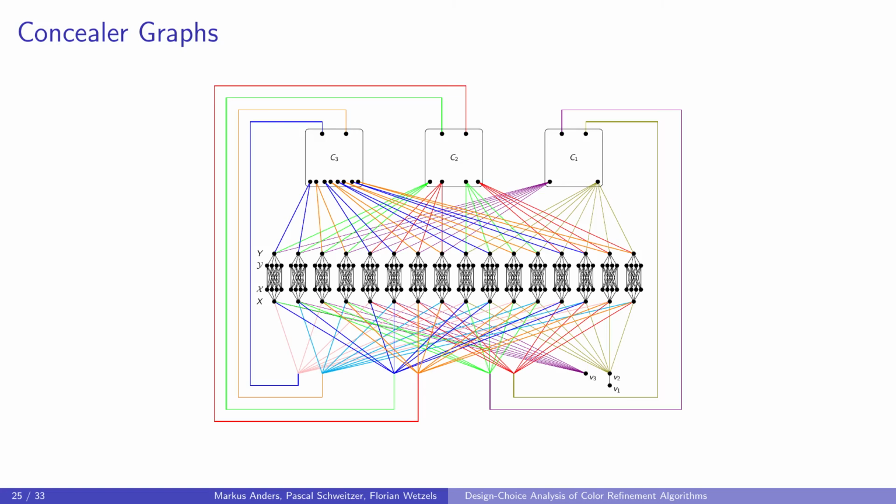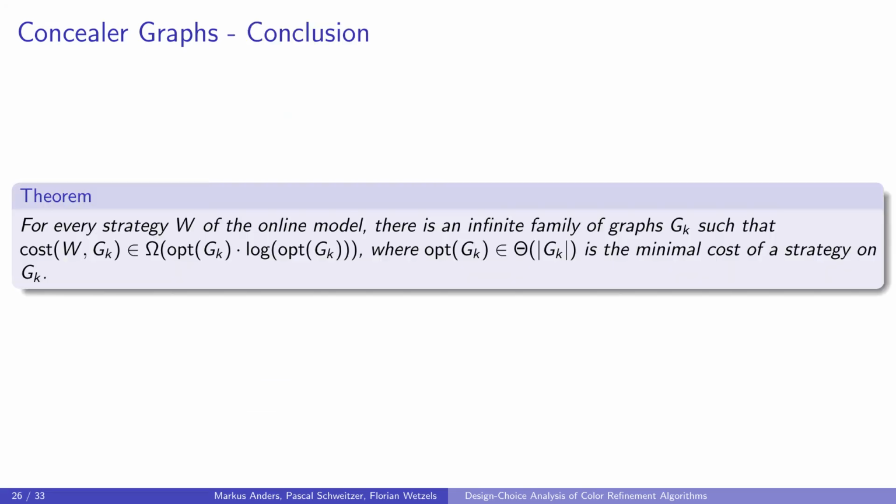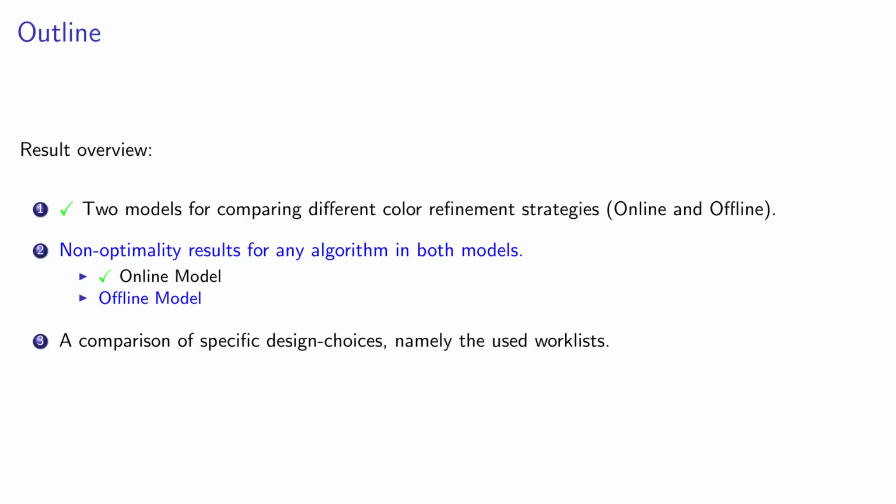With this knowledge, we can now conclude our main theorem. For any strategy of the online model, there is an infinite graph class on which it performs logarithmically slower than the optimal strategy. Okay, so with this theorem, we can check the second point for the online model, but we still have to do the same task for the offline model, which we will do now.